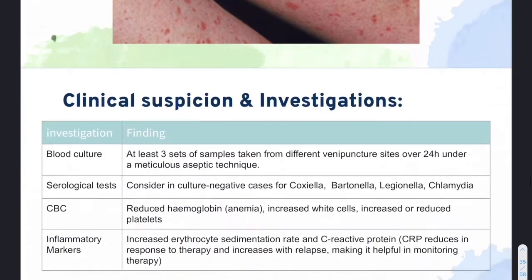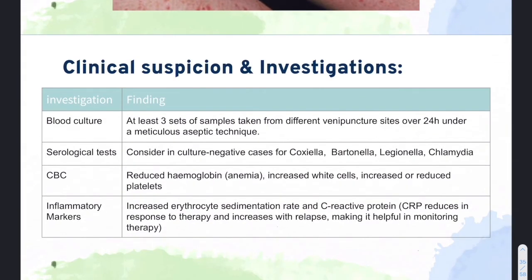For clinical suspicion investigation, there is blood culture, which is the best initial and key diagnostic investigation, and it should be done before initiating antibiotic therapy. It should be at least 3 sets of samples taken from different venipuncture sites over 24 hours under aseptic technique. What do they mean by venipuncture? It's from veins, so venous circulation.